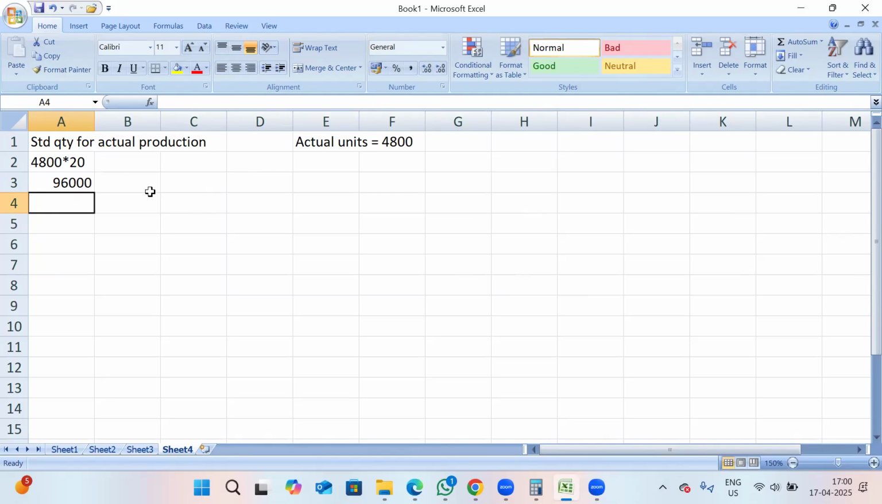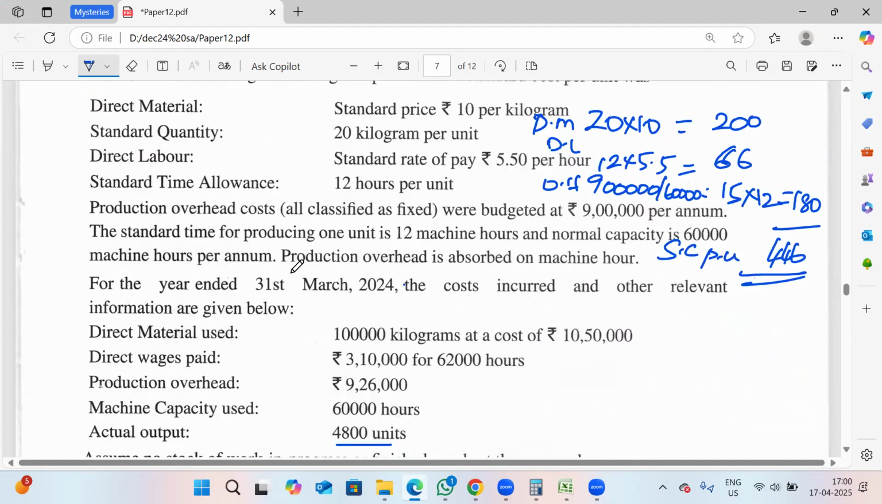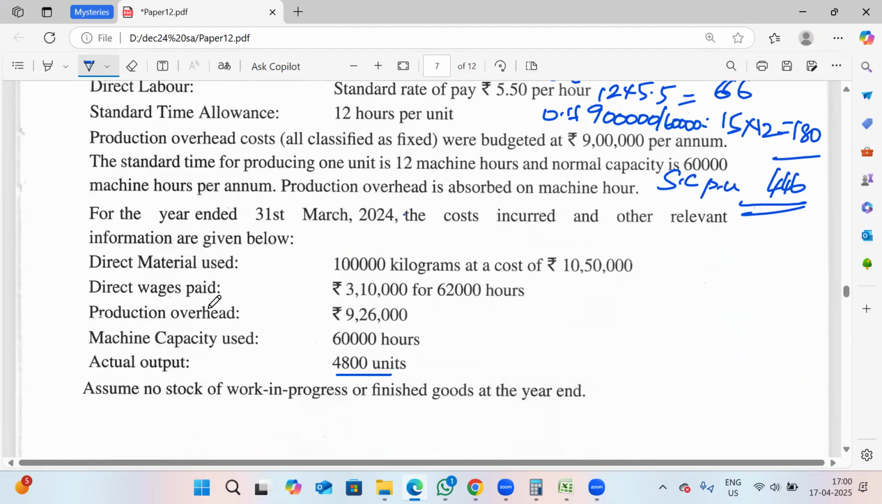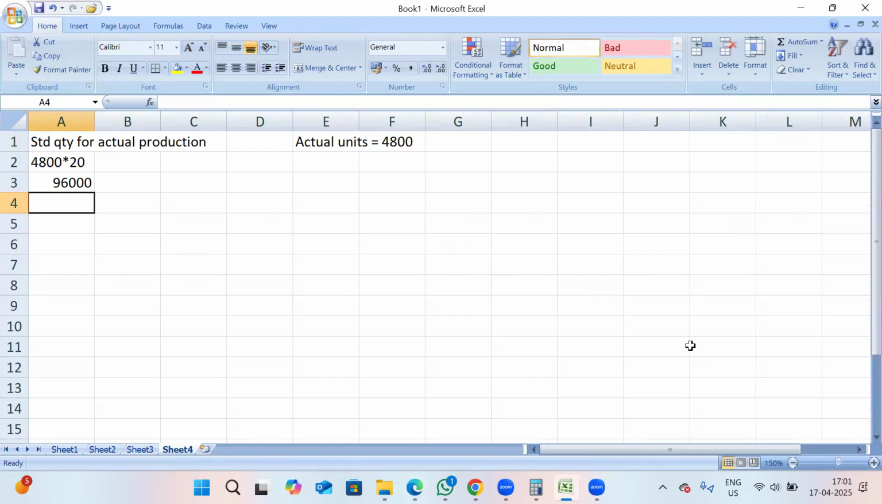Okay, fine. What is my actual? Direct material used 1 lakh kilograms at the cost of 10 lakh 50,000. So how much did I use? Actual quantity is 1 lakh kilograms. There is a difference between actual units and actual quantity used. For producing one unit, I require so and so kgs, that is your standard. So based on this only, we are calculating.